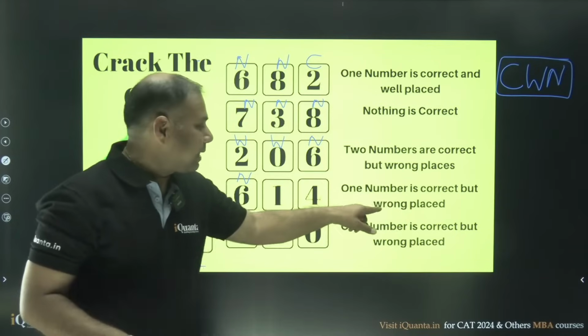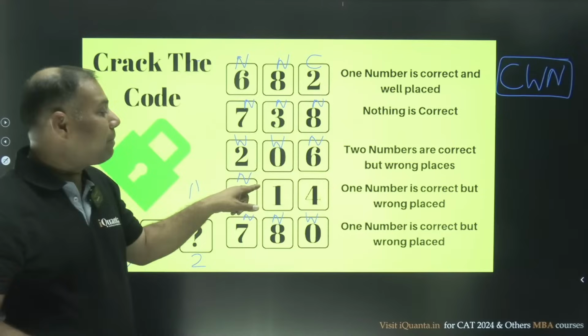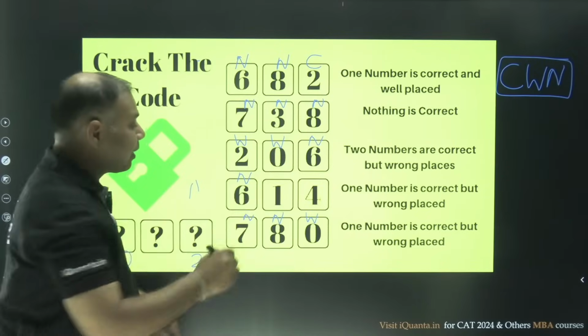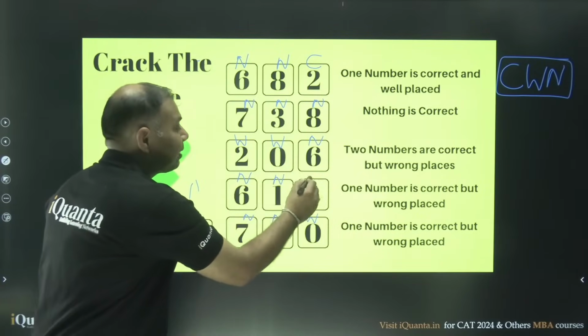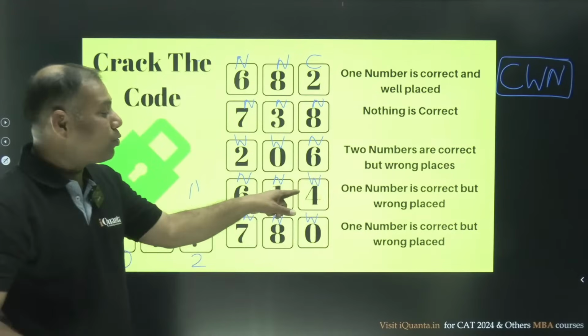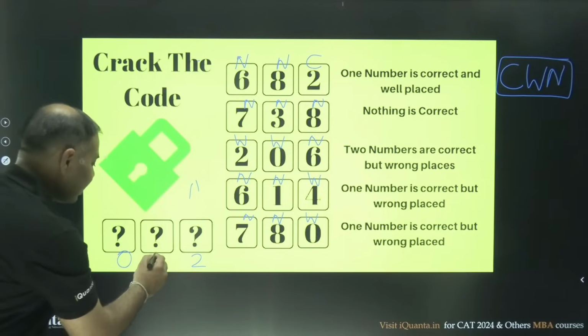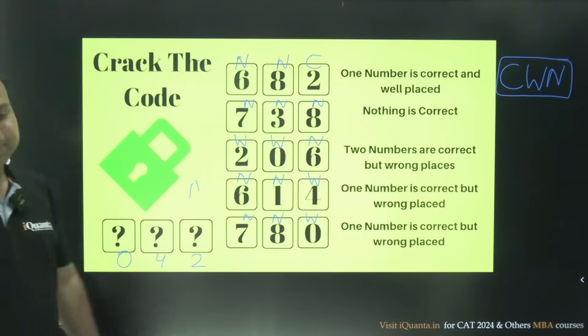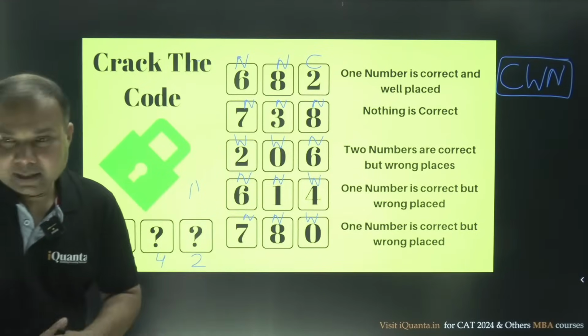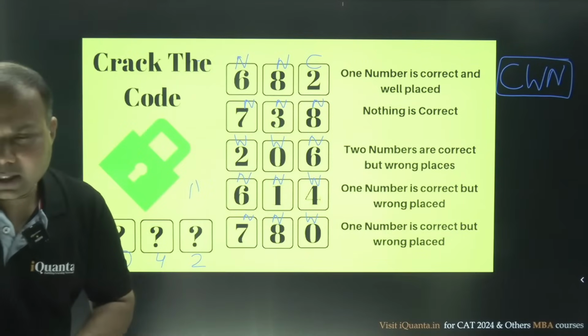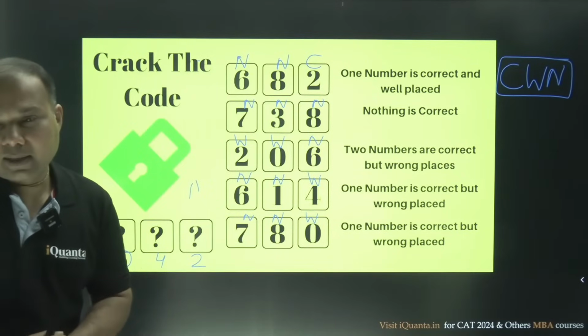So here we should not get the C number, here we have to get the W number. So this is certainly N and this is the W. So this number is to be used, but it is wrongly placed here. So certainly the answer is 042. I hope it is clear and I'm sure this has made you use your brain a lot.